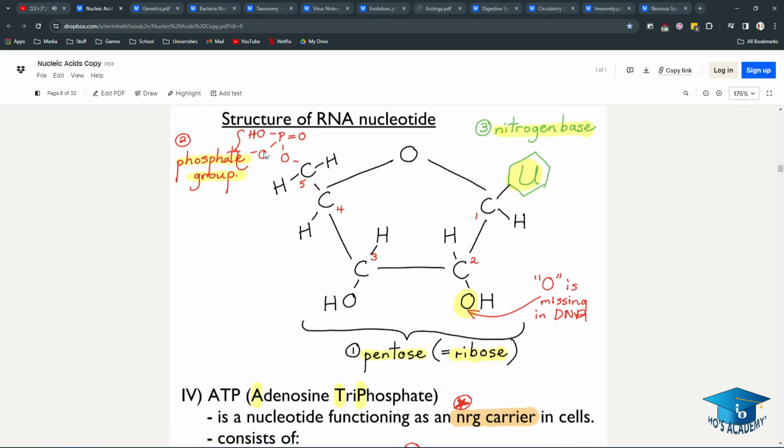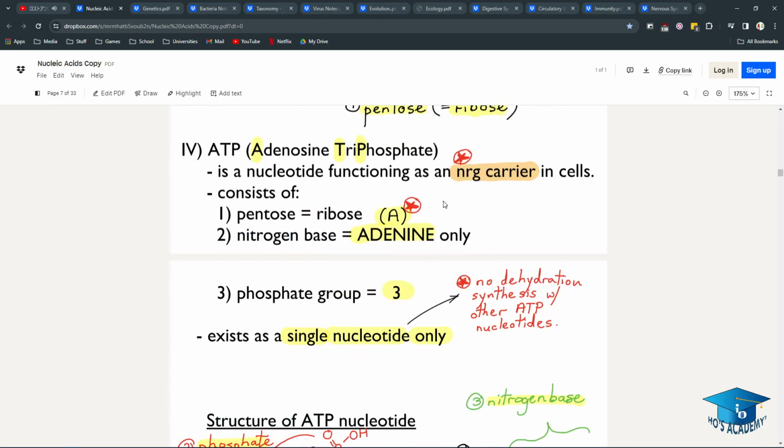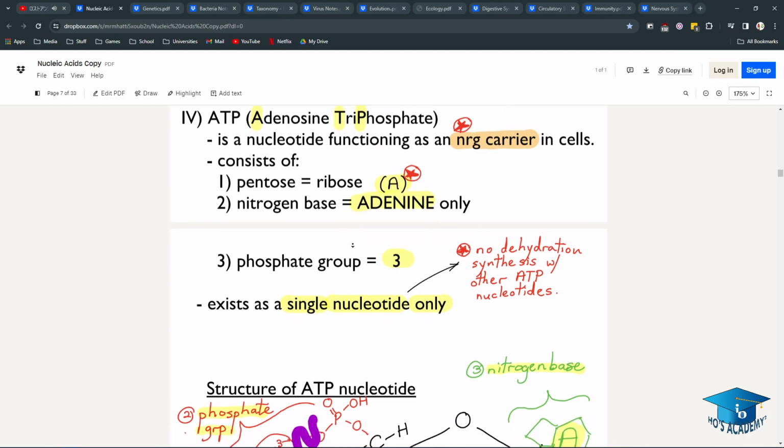So three groups once again: phosphate group, nitrogen base, and to hold all of it together, the pentose sugar. Except now it's a ribose sugar, and there's an extra oxygen to make a hydroxide group on this second carbon. Finally, adenosine triphosphate, a nucleotide functioning as an energy carrier in cells. It consists of ribose sugar, adenine, and phosphate groups.